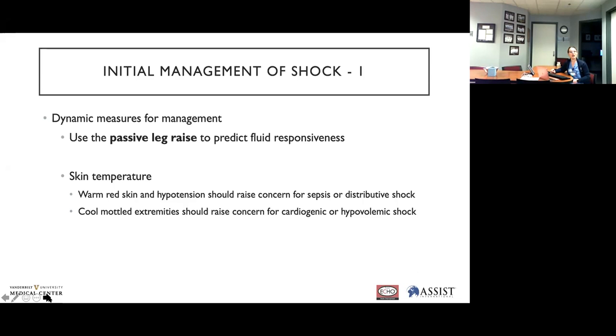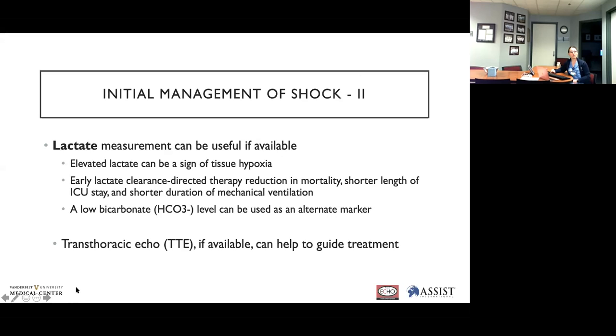Could you advance this slide? Thank you. If you have the ability to measure lactate, that could also be especially useful. Elevated lactate can be a sign of tissue hypoxia, and trending lactate or lactate clearance-directed therapy can help to manage these patients and may allow you to reduce mortality and shorten their ICU stay.